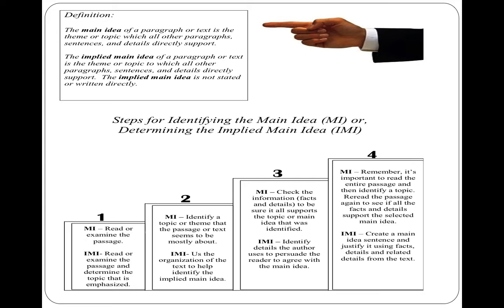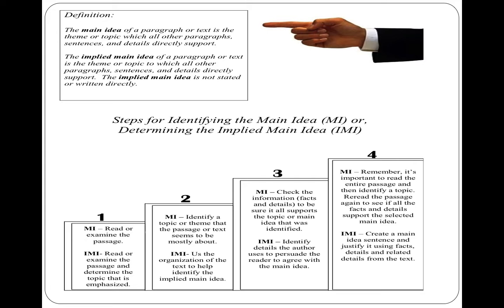Now, an implied main idea requires you to read or examine the passage and determine the topic that is emphasized. And that's really important because it's not just going to be sitting out there for you to read. You're going to have to think about what is being emphasized. A lot of times what people will do is circle certain words or phrases that they see a lot throughout a passage. And that might help them to figure out the main idea if it's not explicitly stated.